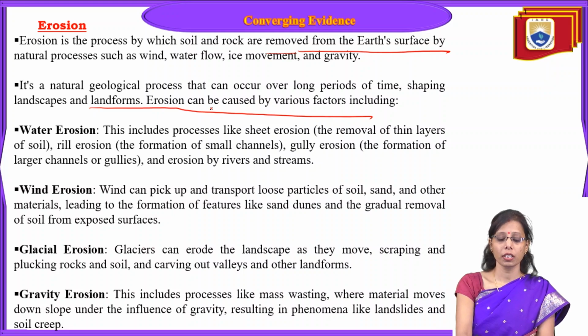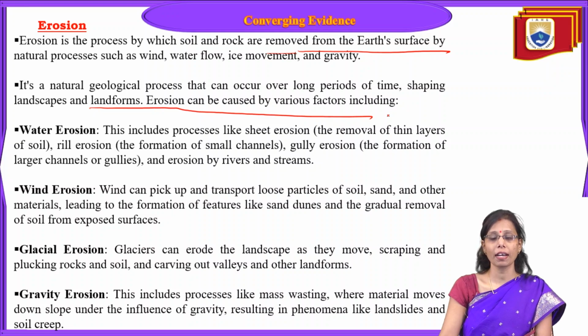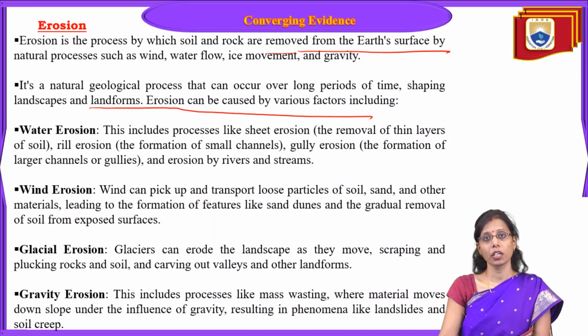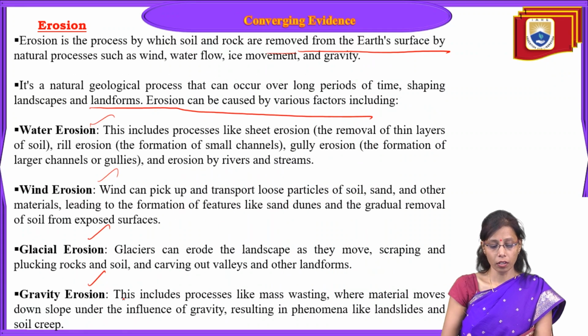Erosion can be caused by various factors. The factors included in erosion are water erosion, wind erosion, glacial erosion and gravity erosion. So what is water erosion? This includes processes like sheet erosion, or the removal of thin layers of soil, or gully erosion, and erosion by rivers and streams comes under water erosion.